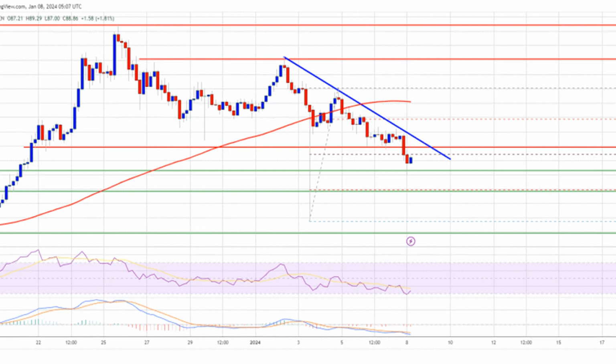There is a key bearish trend line forming with resistance near $92 on the 4-hour chart of the Sol/USD pair, data source from Kraken. The pair could continue to move down toward the $80 support or even $68. Solana price starts downside correction.